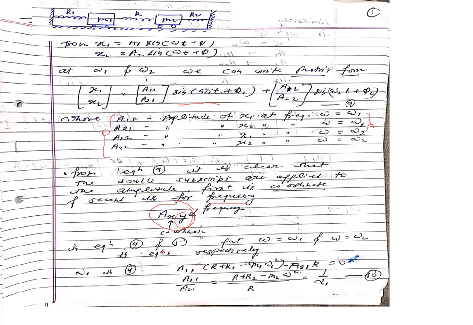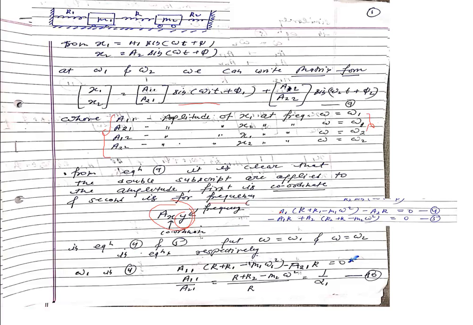In equations 4 and 5, put omega equals omega 1 and omega equals omega 2. Where are 4 and 5? We have done them in part 1. We have already derived these equations: a1 (k plus k1 minus m1 omega squared) minus a2 k equals 0, and minus a1 k plus a2 (k2 plus k minus m2 omega squared) equals 0. This is the fourth equation, and this is the fifth equation.